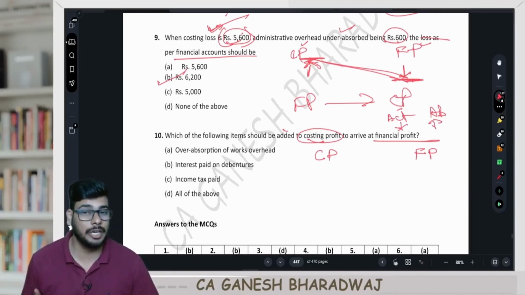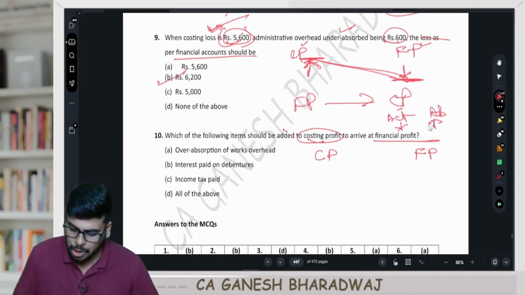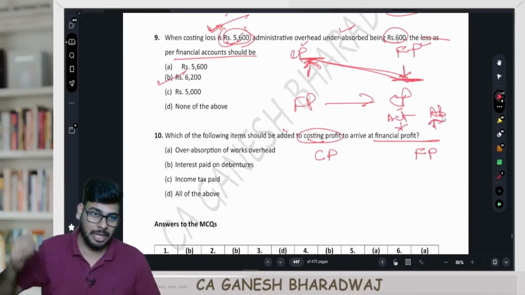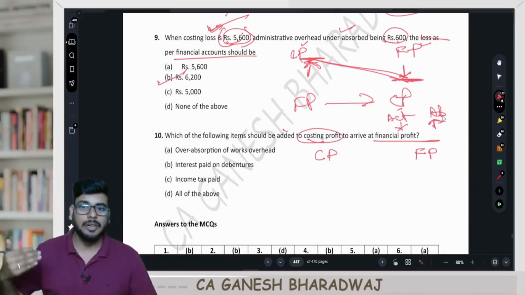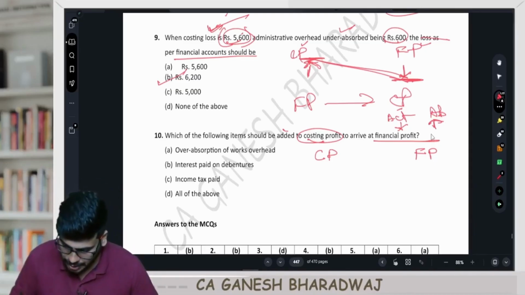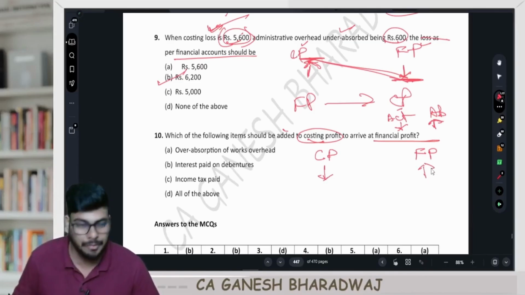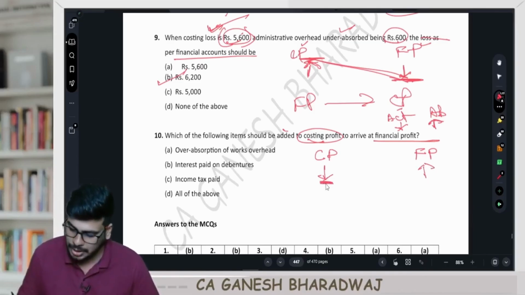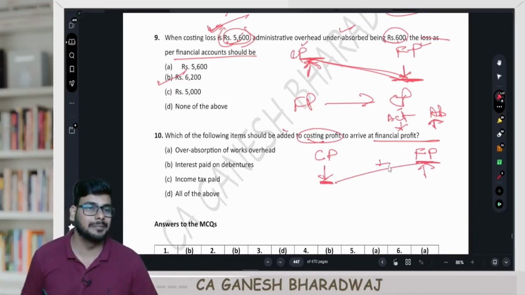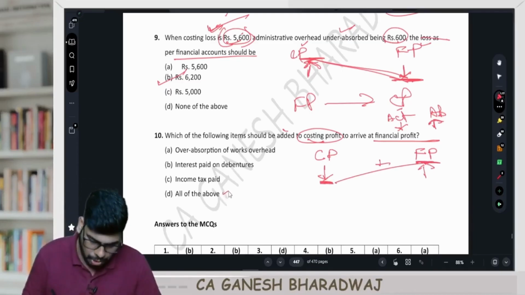Don't get confused. Logically, patiently think. Don't panic. Absorbed is more means I am debiting more amount to my costing P&L, which means the profit under costing will be less, whereas the profit under financial will be more. I am starting from costing profit and I need to arrive at my financial profit. I will add. Clear? There is also an option called all of the above, so let us check the others.